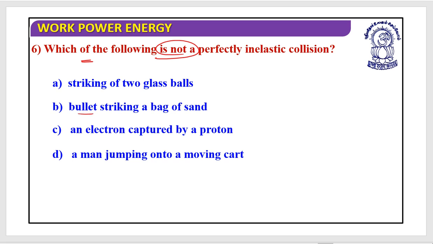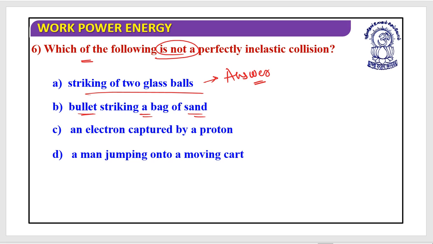When a bullet strikes a bag of sand, they both can move with the same velocity, so this is a perfectly inelastic collision. An electron captured by a proton, even they will move with the same speed. A man jumping onto a moving cart, even this could be correct. So the striking of two glass balls cannot be a perfectly inelastic collision, so this is the answer. I hope this is clear, because all three are correct options and they want us to find the incorrect option.